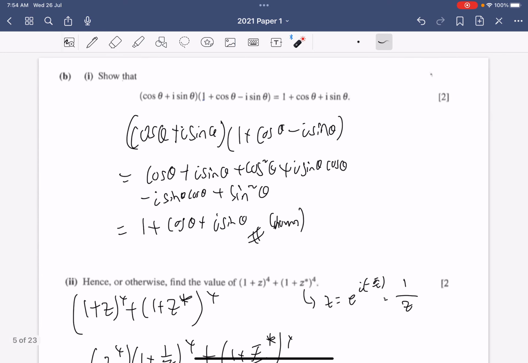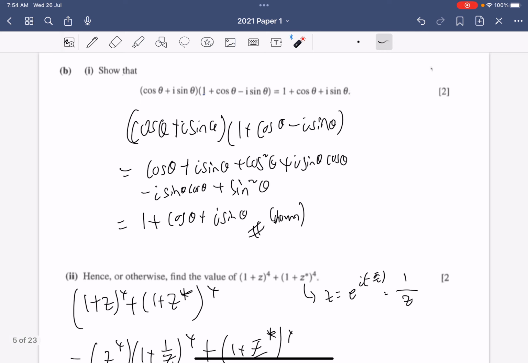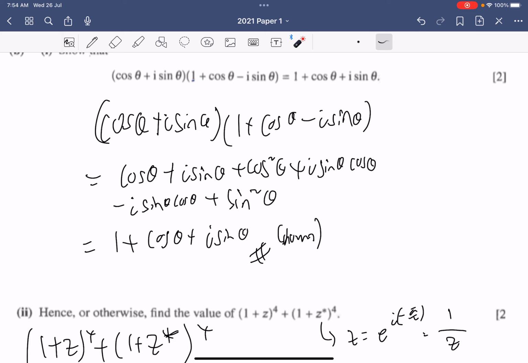And for part B now, we are supposed to do some manipulation to get what we want. With this, yes, you can convert cosine theta plus i sine theta as e to the i theta, or you can just expand out normally and you actually see that the terms cancel out. So this i sine theta cosine theta will cancel out with this, and then this 2 will become 1, and you're done, essentially.